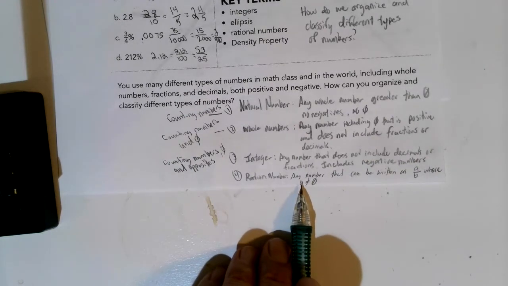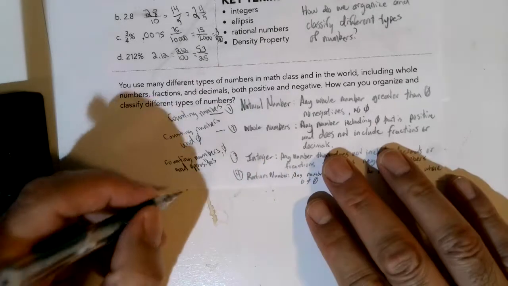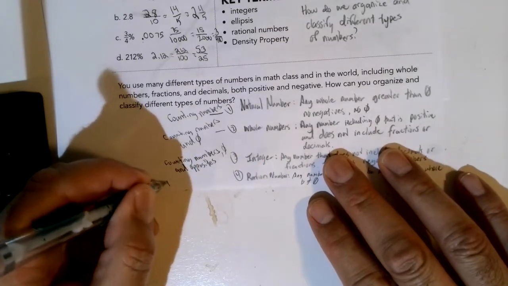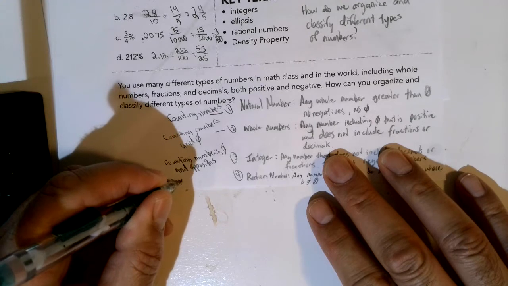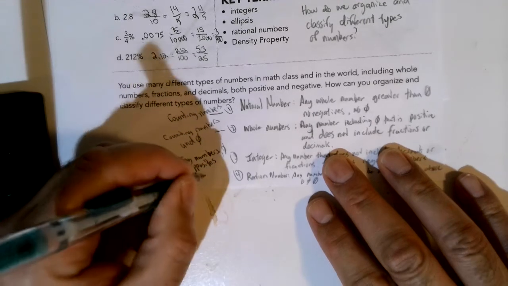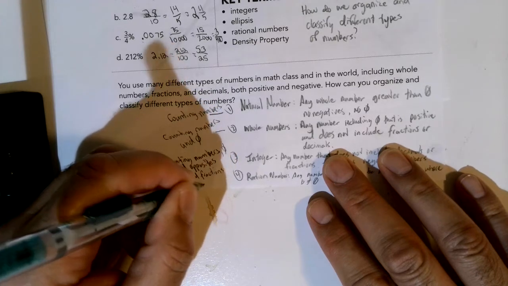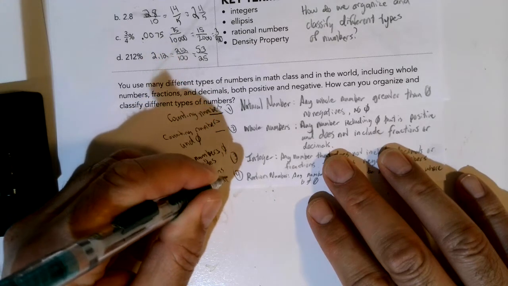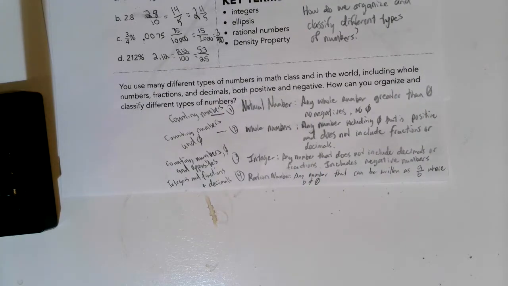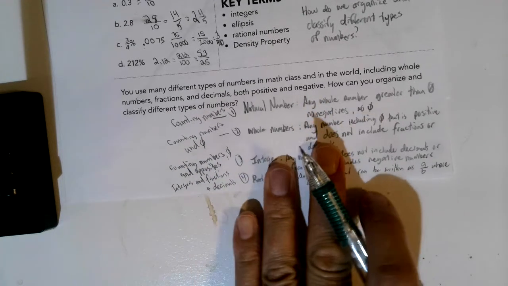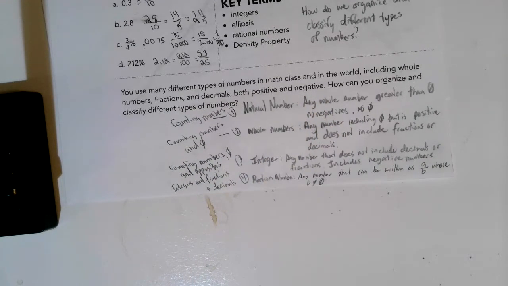We've gone over this definition a lot. Any number that can be written as a over b, where b does not equal 0. So this includes integers and fractions and decimals. Positive or negative whole numbers, positive or negative fractions, positive or negative decimals. So go ahead and take a minute, pause that, make sure you have that written down. That will help out quite a bit.